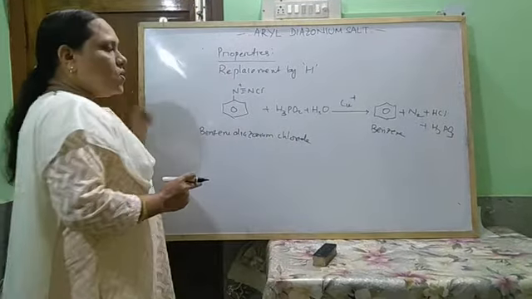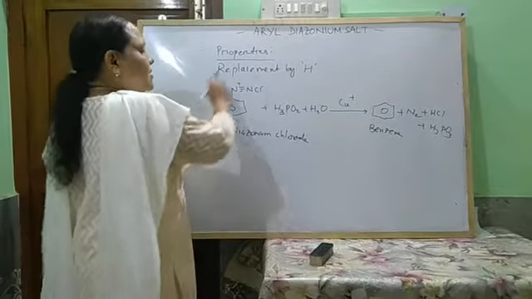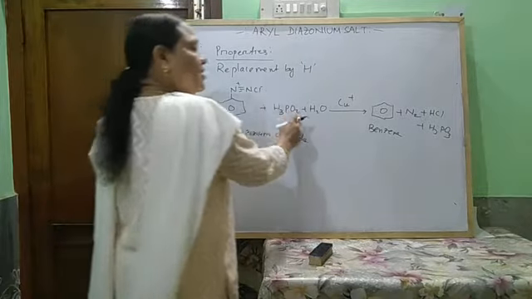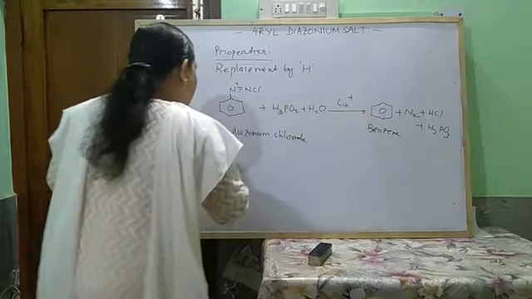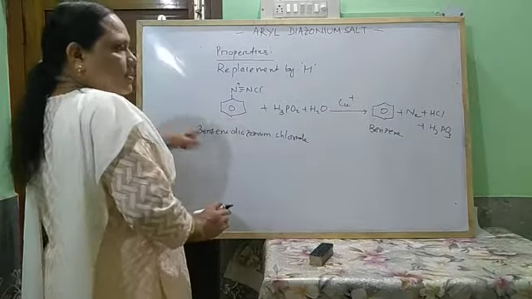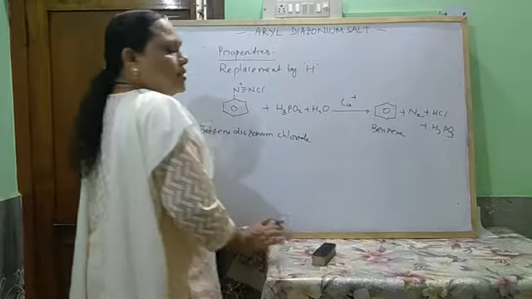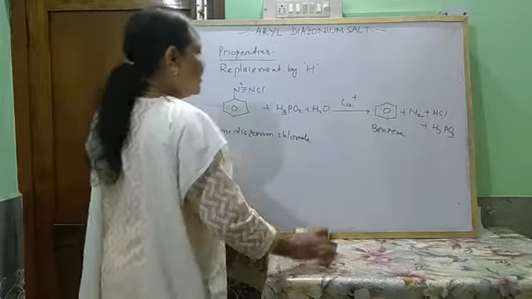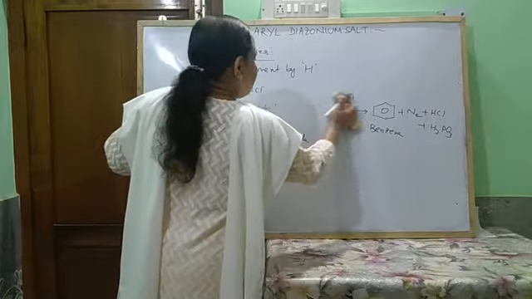This reaction also takes place when benzene diazonium chloride is treated with ethanol. So this compound, when treated with ethanol, also forms benzene. Look at the equation.